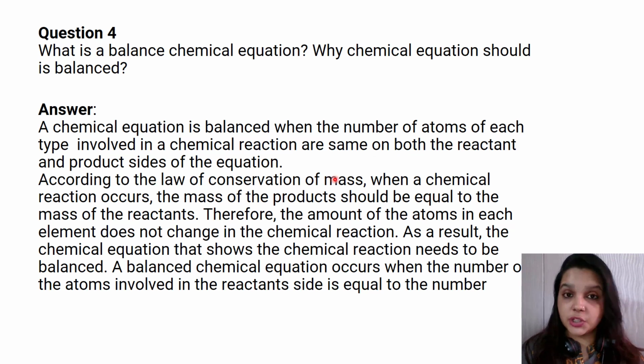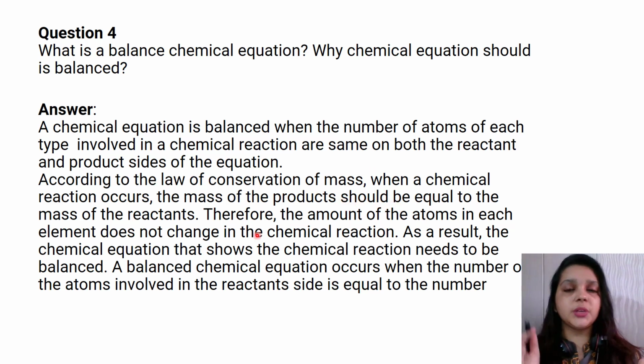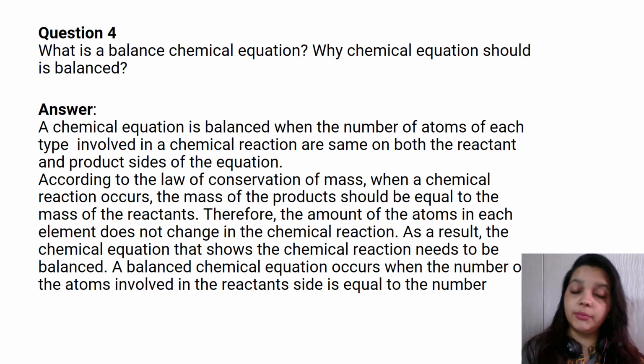According to the law of conservation of mass, very important, when a chemical reaction occurs, the mass of the products should be equal to the mass of the reactants. So our LHS should be equal to RHS, reactants should be equal to the products. Therefore, the amount of atoms of each element does not change in the chemical reaction. As a result, the chemical equation that shows the chemical reaction needs to be balanced. A balanced chemical equation occurs when the number of atoms involved on the reactant side is equal to the number on the product side.